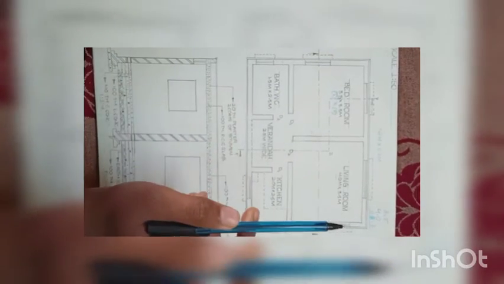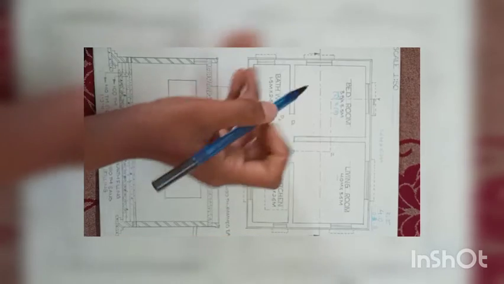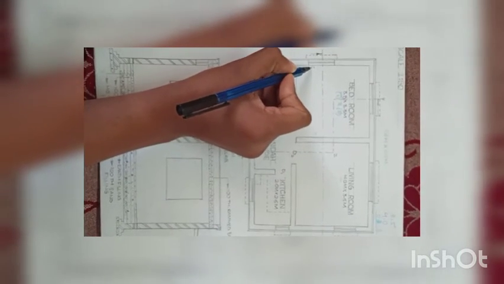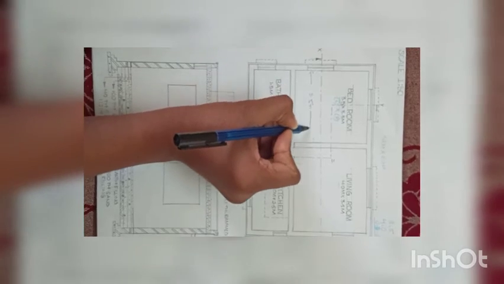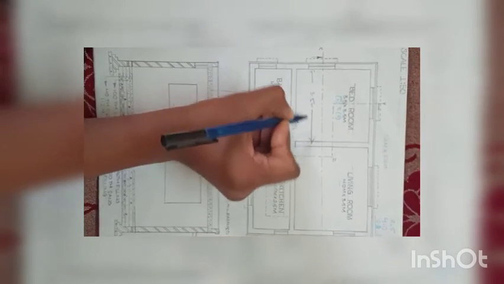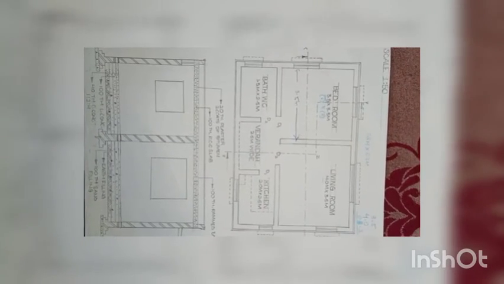Friends, whenever you write any dimension of any room, 3.5 into 3.5, it means that the width of the wall is not considered in this dimension. It means 3.5 is the inner distance of this room, 3.5 into 3.5.